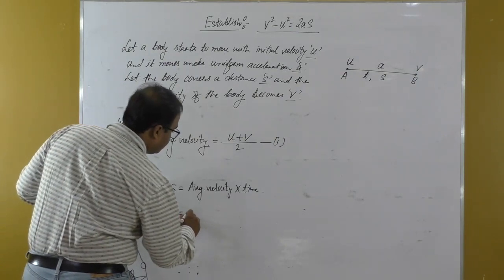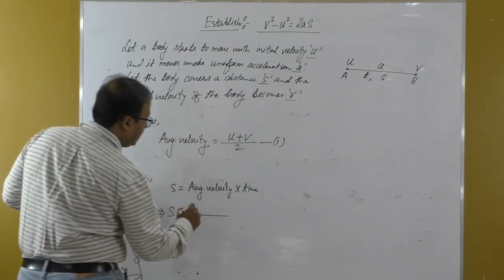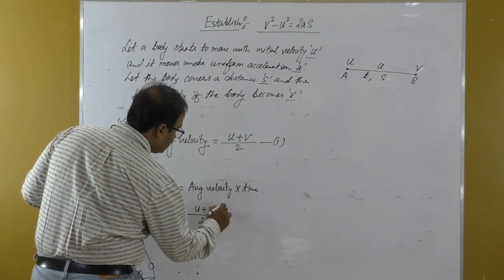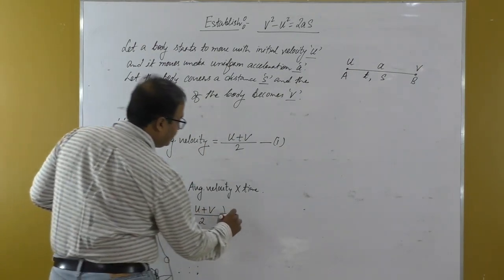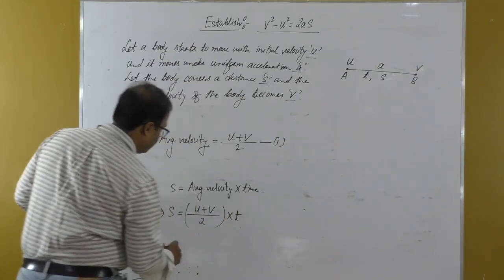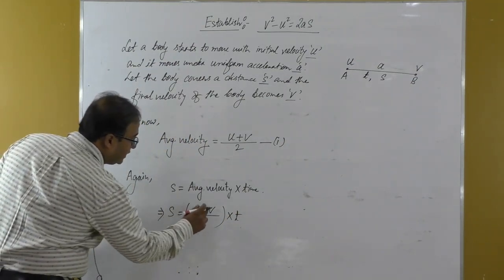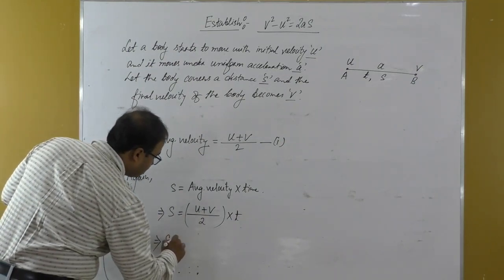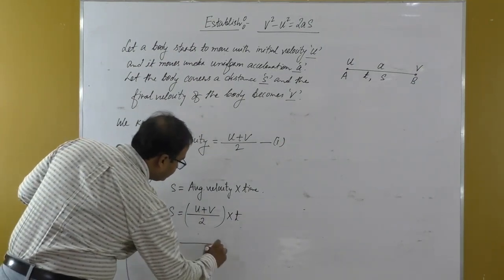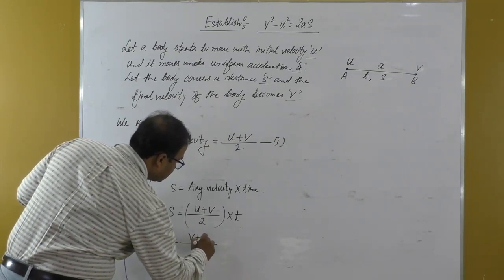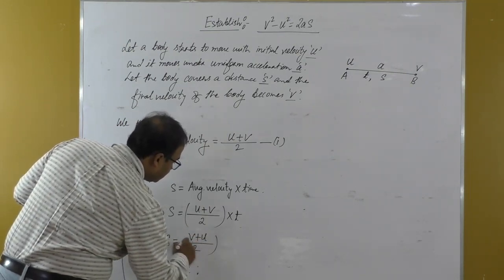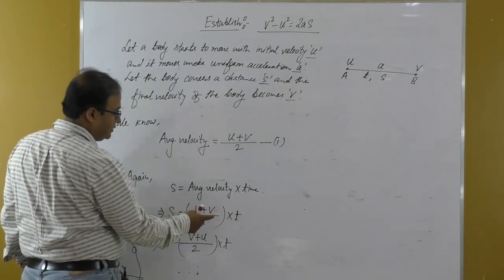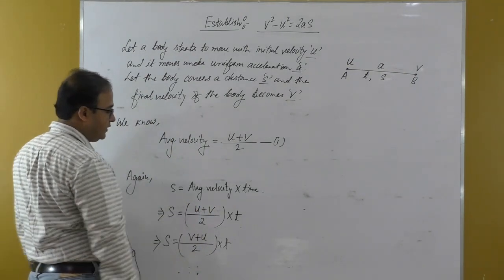S equals, for average velocity from equation 1 we can write u plus v by 2, and the time is t. So s equals u plus v by 2 into t. So s is equal to, we can write v plus u by 2 into t. Instead of u plus v I am writing v plus u.